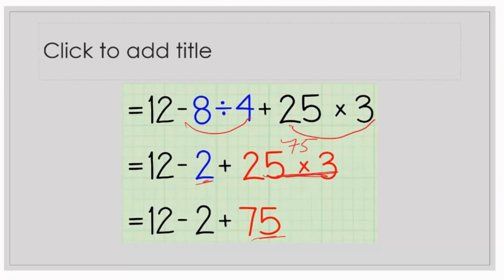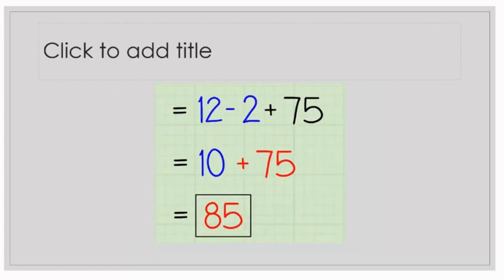Okay, so now once you are here, you've got addition and subtraction. Remember, it does not matter, the addition and the subtraction, you just start from left to right. That is the rule. So now you've got 12 minus 2, left to right, plus 75. You could have done that by inspection. That is 85. That is PEMDAS in a nutshell.